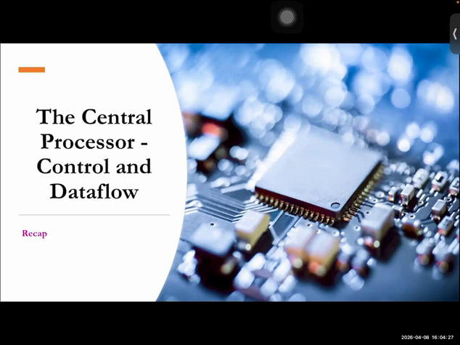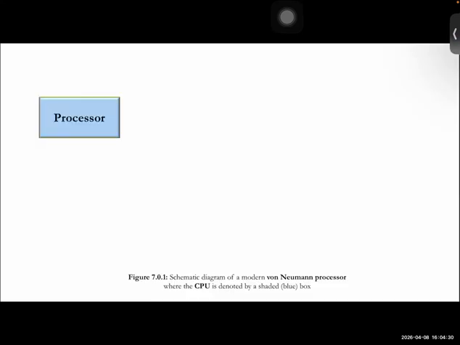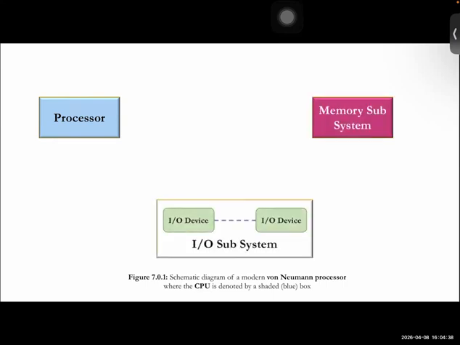Okay, let us recall that in a computer we have the processor, a memory system, and the input-output subsystem, right? These are the main components of a computer. If you recall the Von Neumann architecture, these are the three main components. So how are these components connected? These components are connected with wires, and we call those wires the data path.